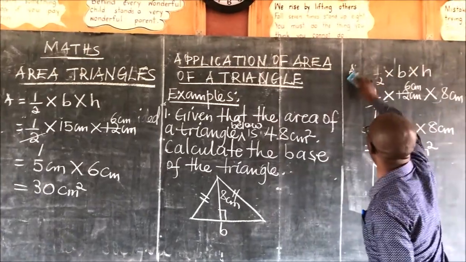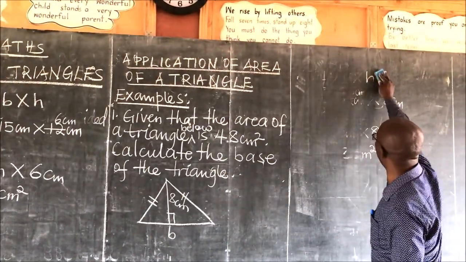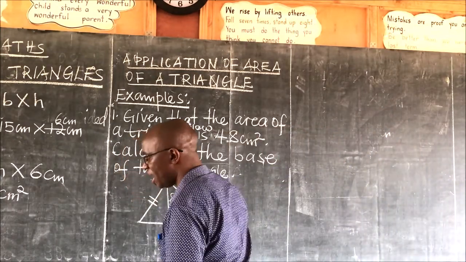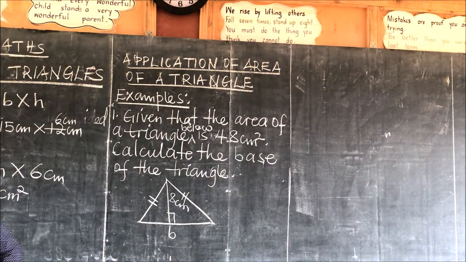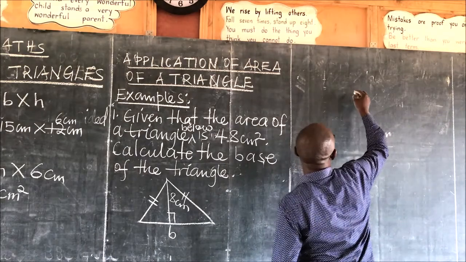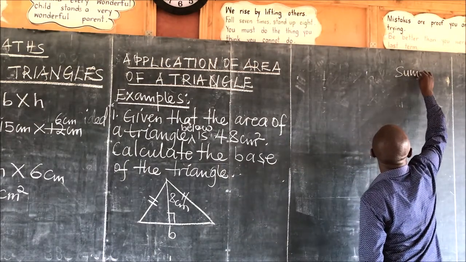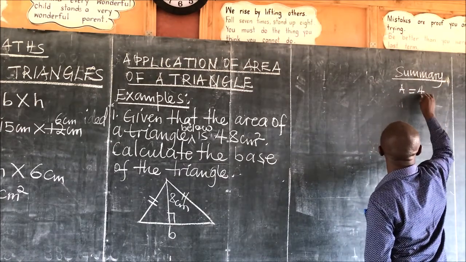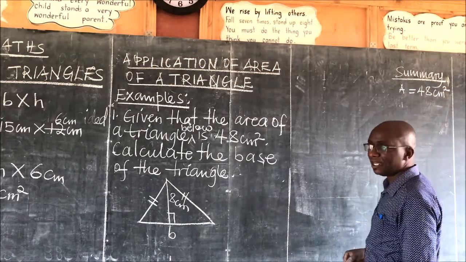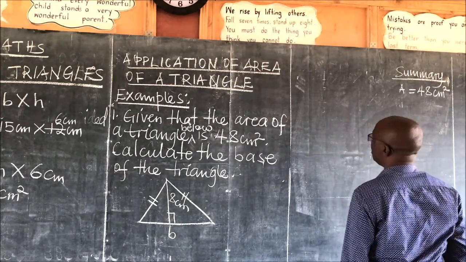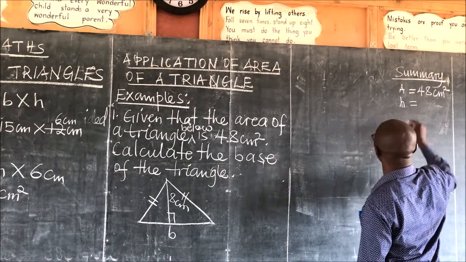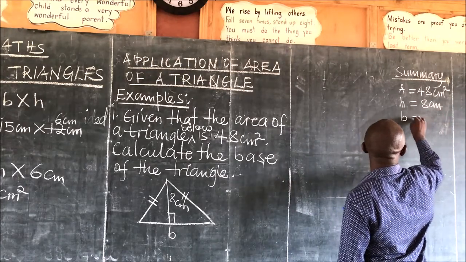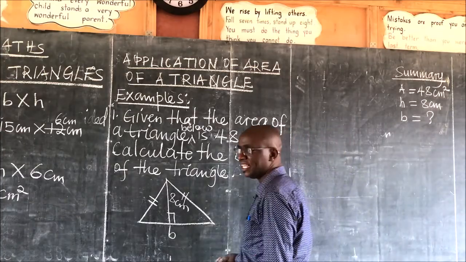So that is what I call application. They have given us the height of the triangle. They have given us the area of the triangle. So now this is what we are being given. I'm going to write a summary of what I have. A summary is very important. This is a summary of my question. They have given me the area. Area is 48 centimeters squared. They have given me the height. The height is 8 centimeters. And the base is what they are asking for, because they have not given the base.